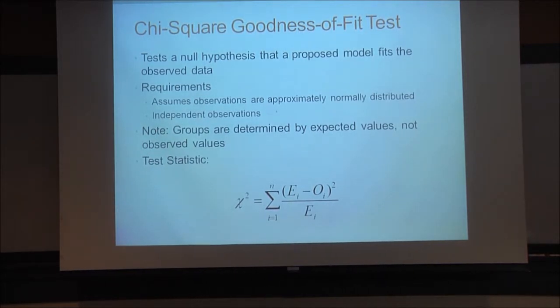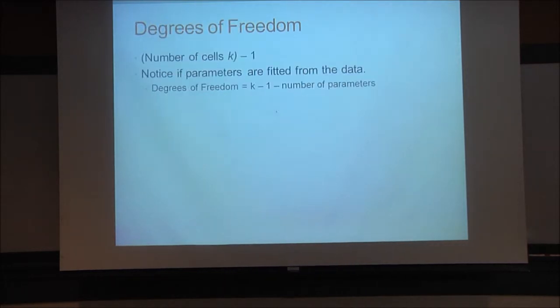The chi-square test statistic is the sum of the squares of the deviations from the expected number of observations in each group, weighted by the reciprocal of the expected number of observations in that group. In general, the number of degrees of freedom is the number of groups minus 1. However, if the parameters of the model are fitted from the data, then the degrees of freedom are further reduced by the number of parameters.